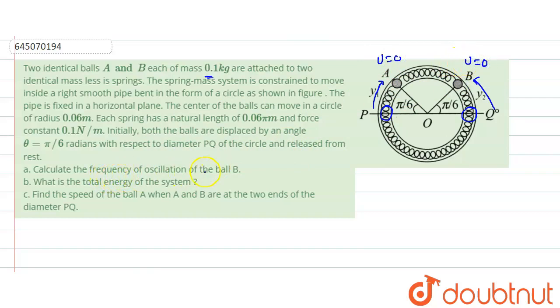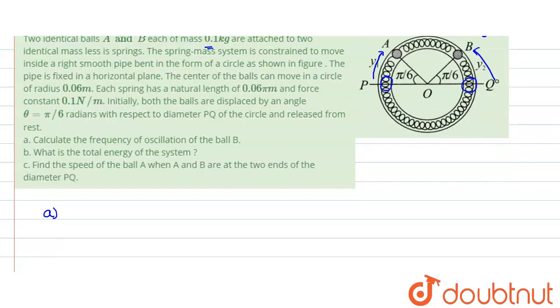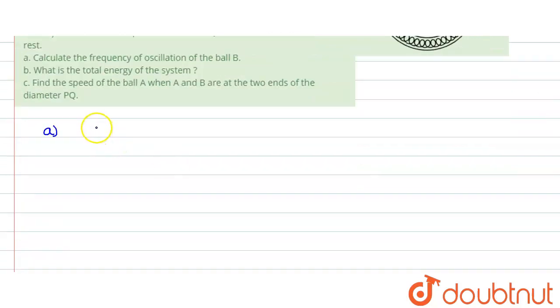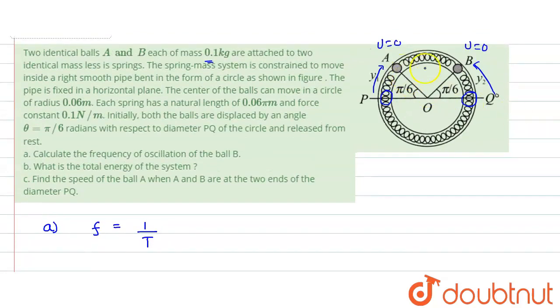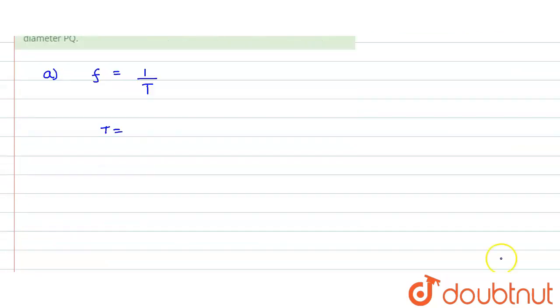We need to find the frequency of oscillation of the ball A. Since these are identical springs, the frequency for A and B would be exactly the same. How to get the frequency? Frequency is 1 divided by time period. Whenever there are two masses and two springs, we use the equivalent concept to calculate the time period: T equals 2 pi root of mu divided by K equivalent.